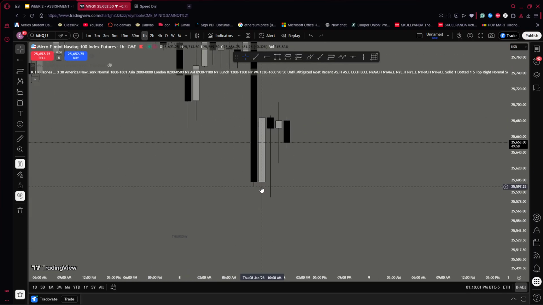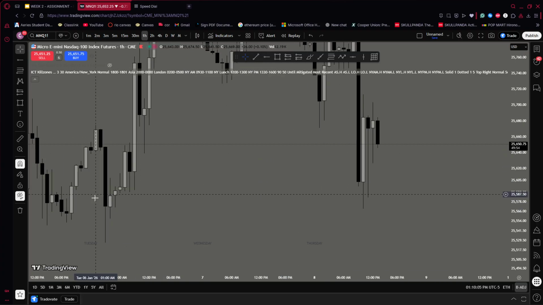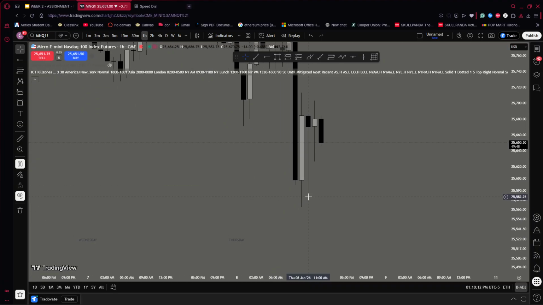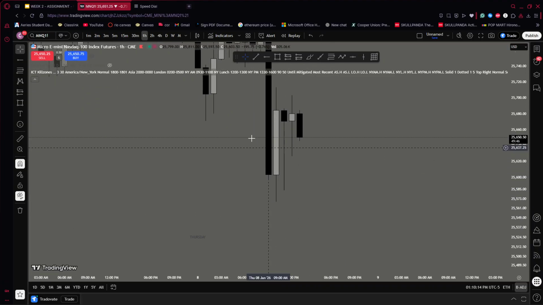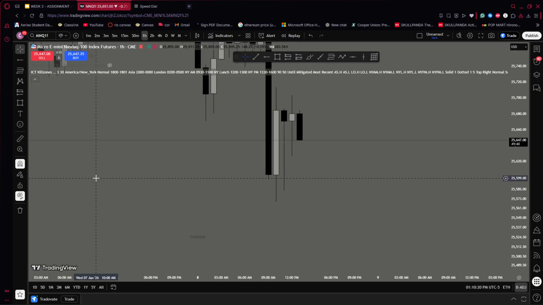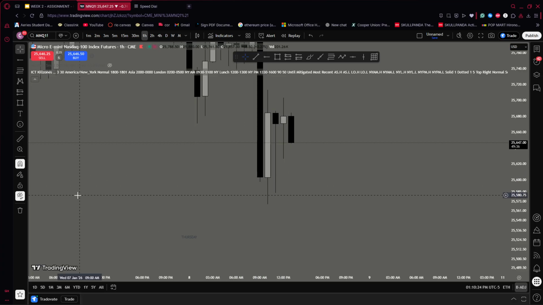Right here. So this wick, I'm assuming it rejected off of something. I'm pretty sure it was the -2 or something of the standard deviation that I marked. But any candle on the 4 hour, 1 hour, or 15 minute, or even 5 minute that rejects off of a major PD array and forms a wick, you can mark that as a rejection block.